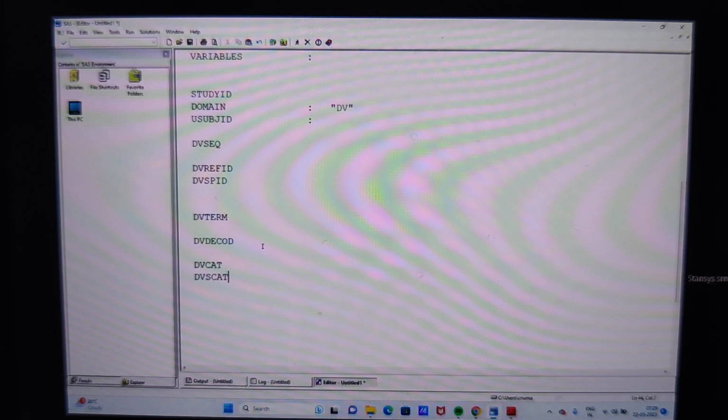Category and subcategory are both character variables, permissible variables, and both are record qualifiers. And the most important thing is I want to know during which epoch it has deviated from the study. Then we are going to have a variable called epoch. So we are going to have screening, run-in, treatment, and all of the epochs, during which epoch the subject has deviated from the protocol.